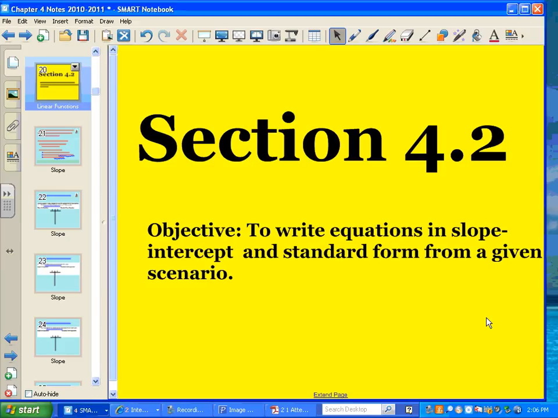Okay, our objective is still to write equations in slope-intercept form and standard form from a given scenario. Ms. Wingrove's going to go over homework, and then we'll move on to the lesson.